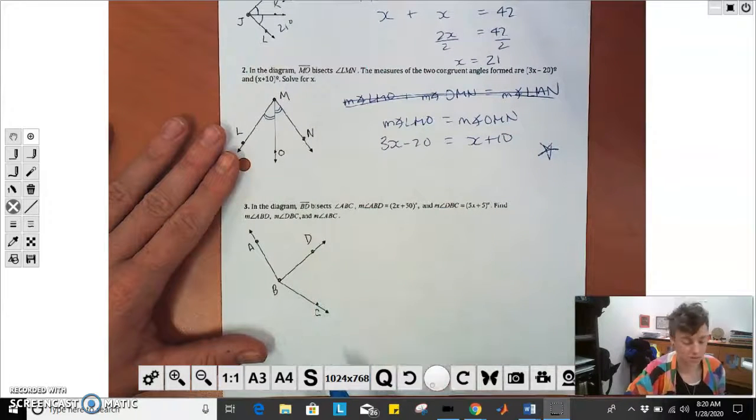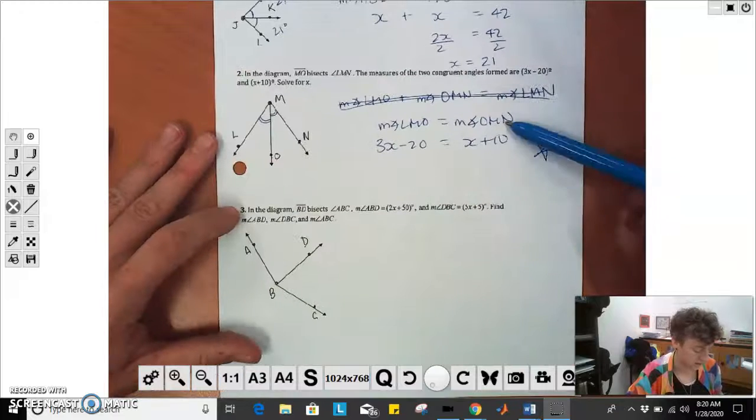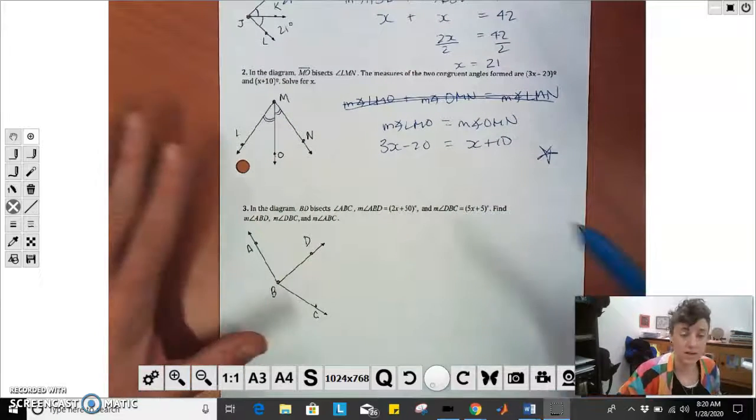And same idea with this last one. Set it up very similar to this guy because it's a very similar question. Solve for x and plug them in.